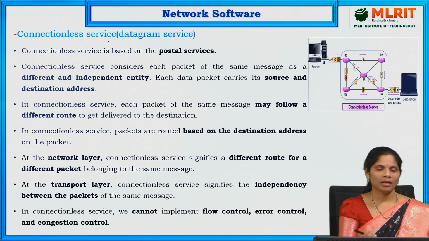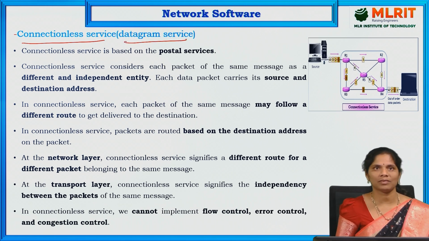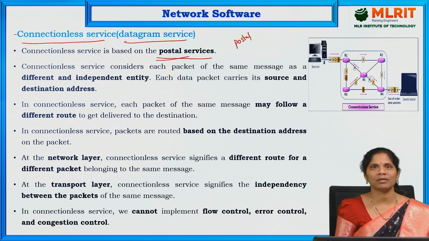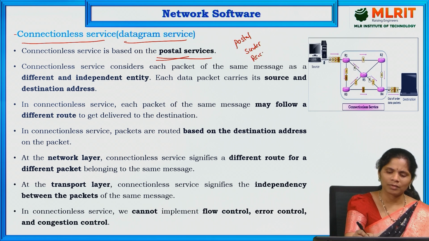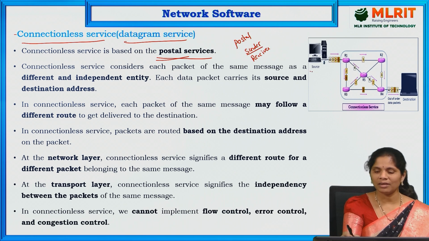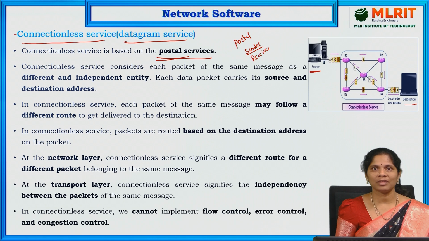And next one is connectionless service. What is connectionless service? It is also called datagram service. It is mainly based on postal services. In real time, take a postal card, a letter. In that letter we write the sender address and the receiver address. The sender sends the data, but it will not bother about whether the receiver received that data or not. That is connectionless service.